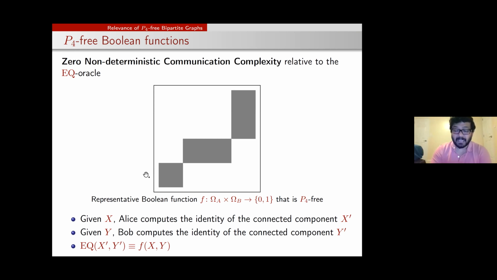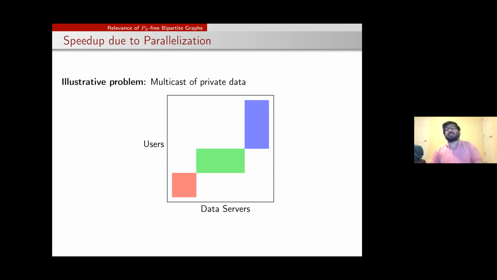For speedup, let's take this example. Suppose there are 3 multicast sessions, the red session, green session, and the blue session. They can be parallelized if and only if the columns of each of these multicasts are mutually disjoint, and the rows corresponding to each of these rectangles are also mutually disjoint. This is equivalent to the definition of P4-free, and therefore they can be parallelized. Okay, so this is the motivation of why we are studying P4-free graphs.